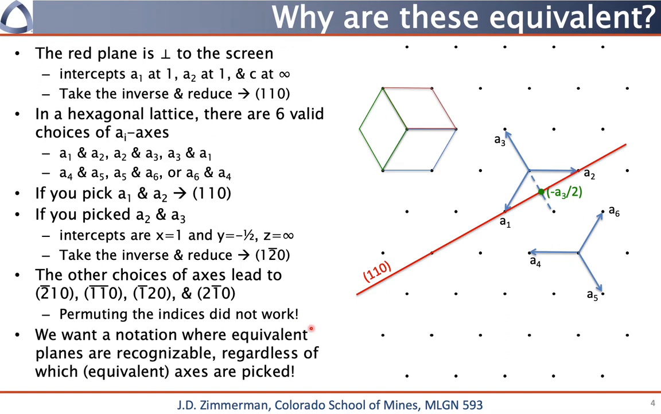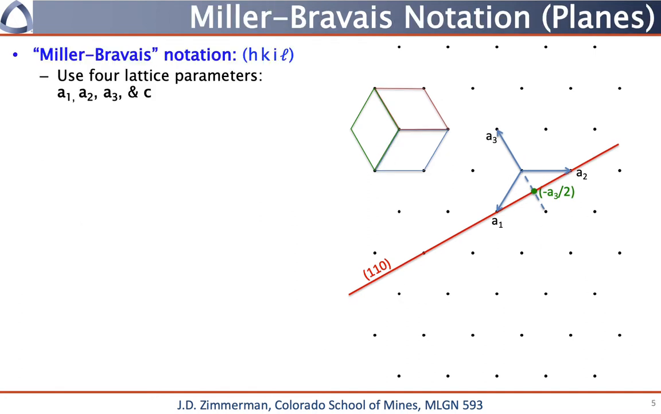It would be really nice if we had a notation where equivalent planes are recognizable regardless of which axes you arbitrarily picked. So we use something called Miller-Bravais notation. This is a four-index system. It will use H, K, I, and L. And these correspond to indices for A1, A2, A3, and C.